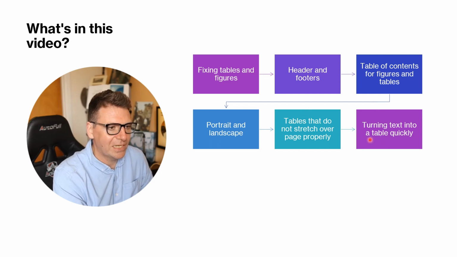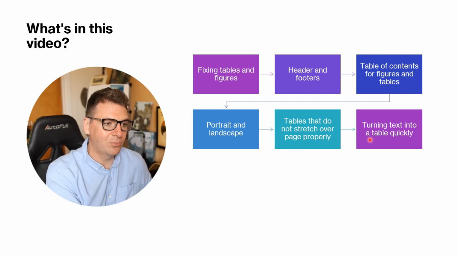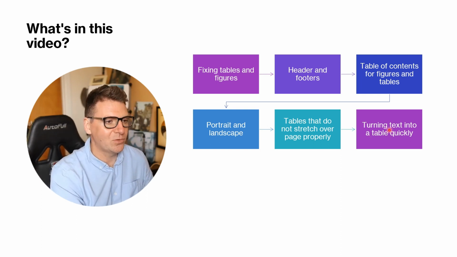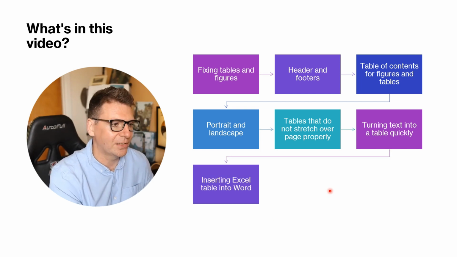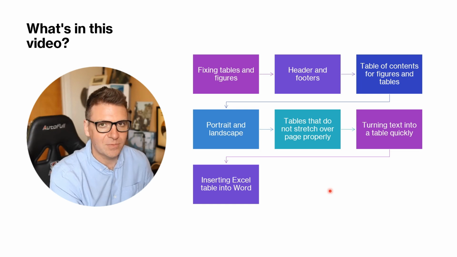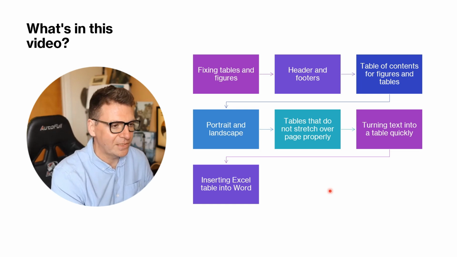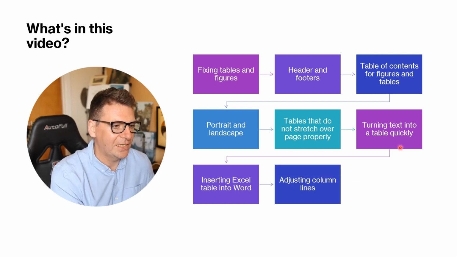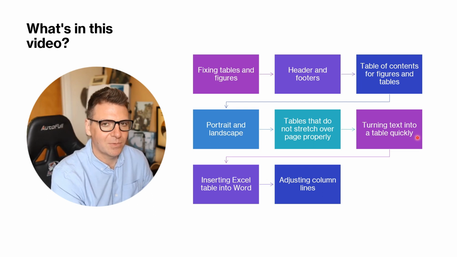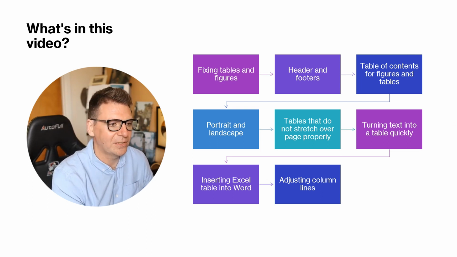Turning text into a table quickly. A lot of people don't realize there's a very simple button in Microsoft Word that helps you turn any text on the page into a table. So I'm going to show you how to do that. And then obviously the big one, inserting an Excel table into Word. Sometimes it's possible, sometimes it's not. If it is possible, I'll show you the best way to do that. And then we're going to look at adjusting column lines. When you have your table in place, but there's maybe too much space, I'm going to show you the best way to do that.